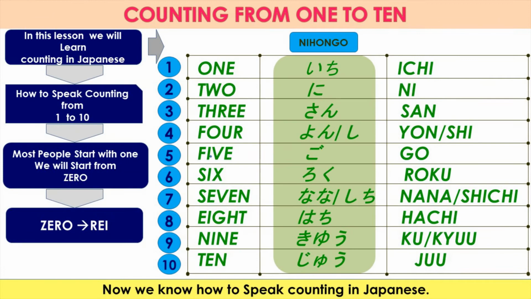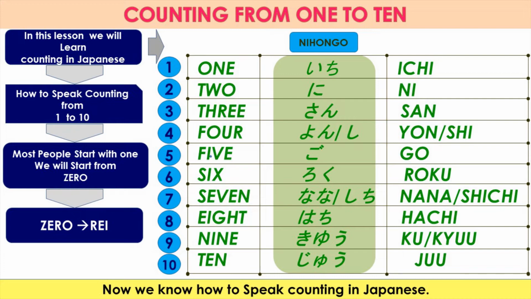We will start from 0. 0 is called Rei. Then 1 is called Ichi. 2 is called Ni. 3 will be San. 4 Yon or Shi. 5 Go. 6 Roku. 7 Nana or Shichi. 8 Hachi. 9 Q or Ku.